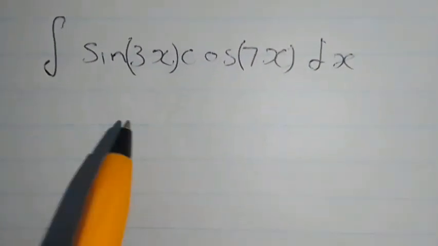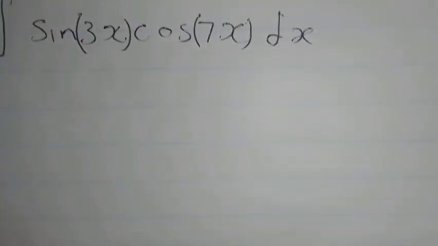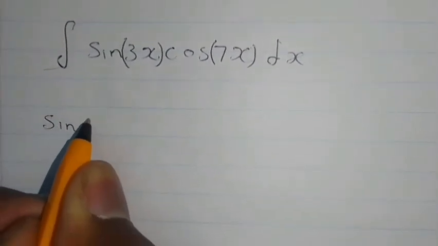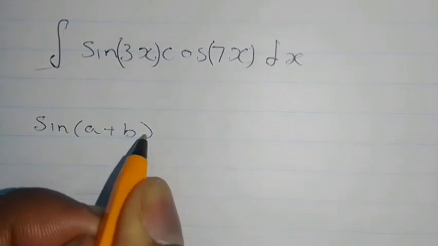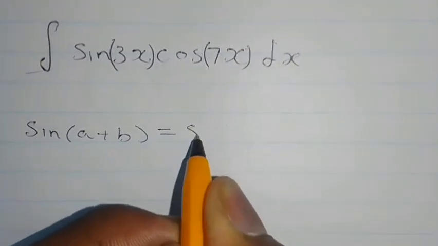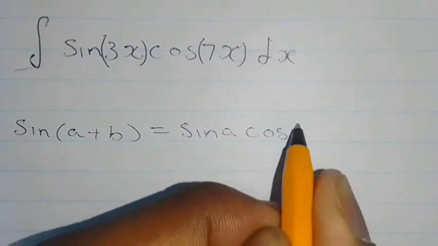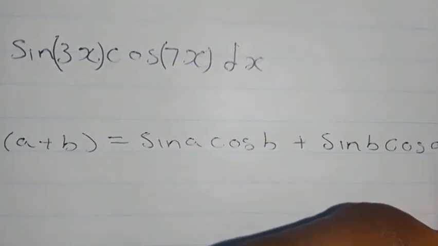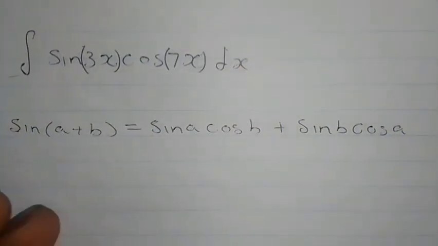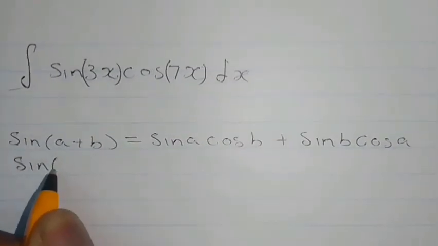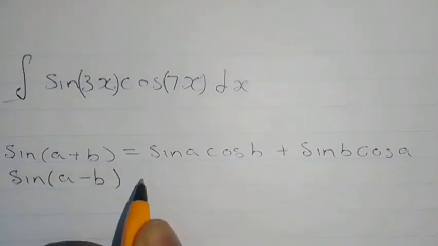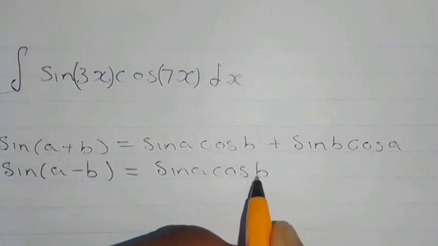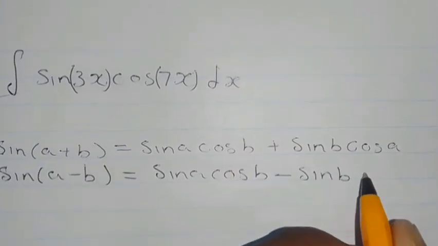Now try to see if you can solve this integral. So what I'm going to do first is take you through the identities. Sine A plus B is the same as sine A cos B plus sine B cos A. That's the identity for sine A plus B. And sine A minus B is the same as sine A cos B minus sine B cos A.